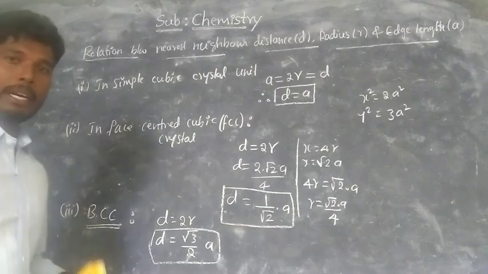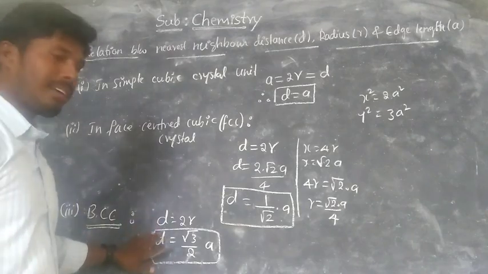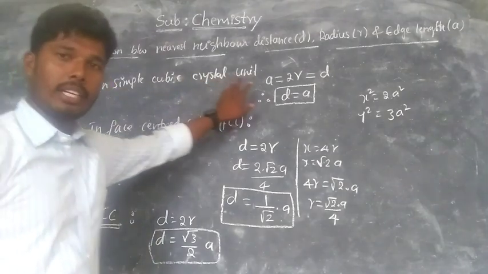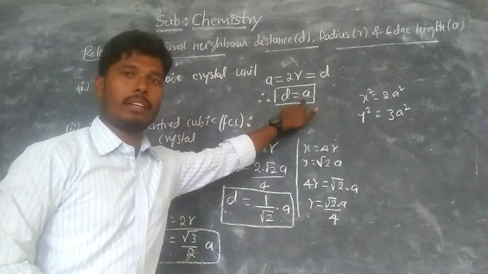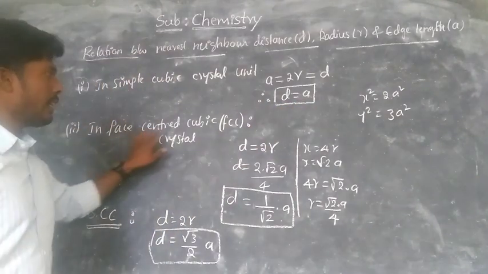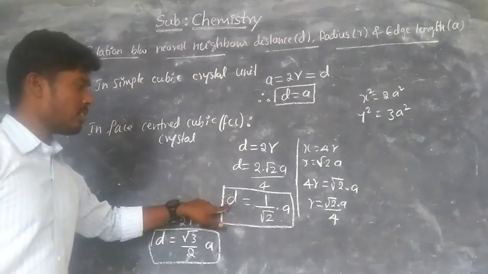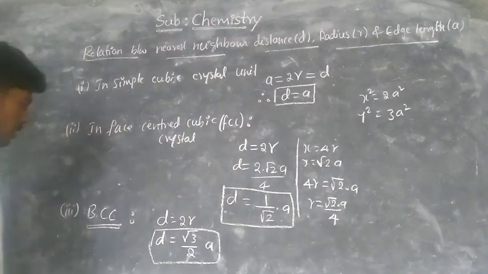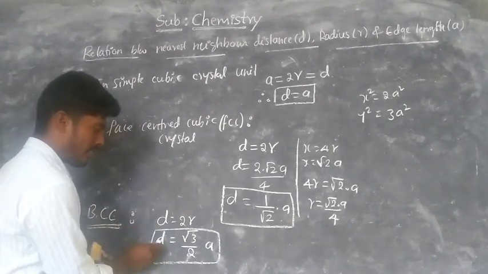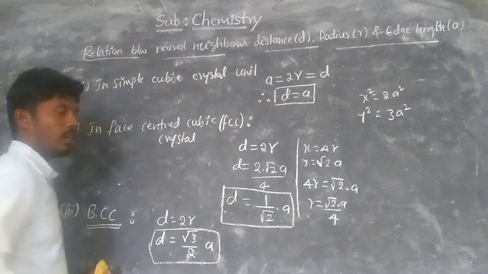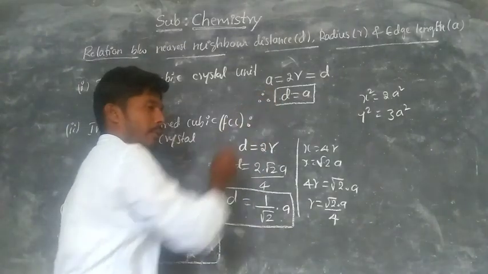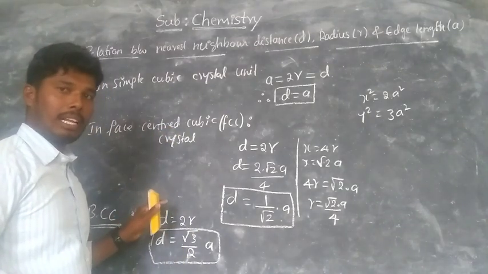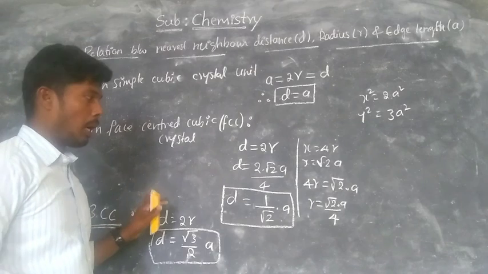So you should remember, to solve problems: in simple cubic crystal, the nearest neighbor distance D is equal to a; in face centered cubic crystal, FCC, the nearest neighbor distance D is equal to 1 by root 2 into a; and in BCC, the nearest neighbor distance D is equal to root 3 by 2 into a. You should remember these three values, that is, the nearest neighbor distance in the three types of crystal lattice, to solve problems.